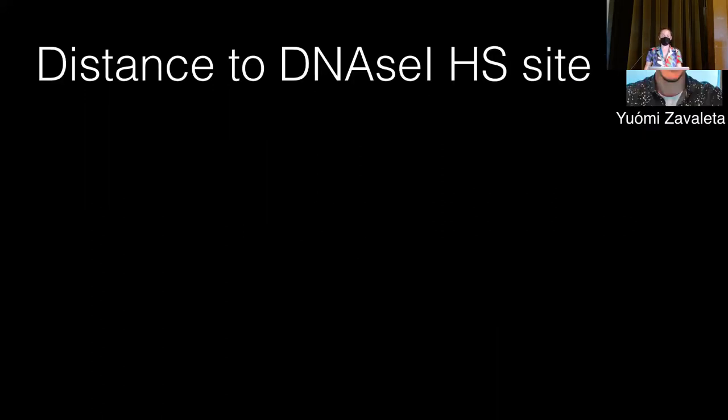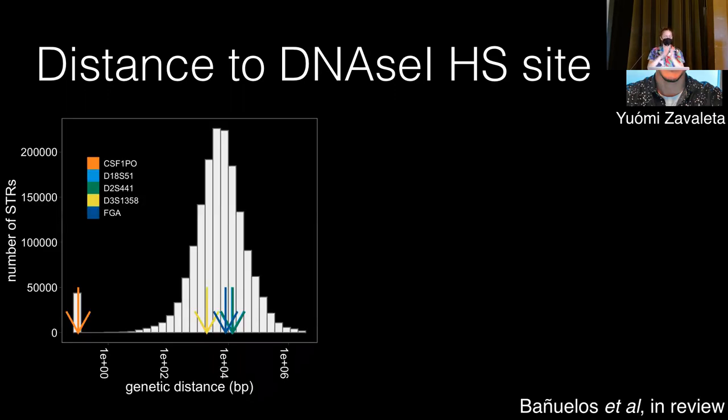Okay, so this is where Yomi came in. One of the first things that he looked at is DNase1 hypersensitivity sites. These are putative regulatory sites. He looked at the distance between each CODIS locus and the nearest DNase1 hypersensitivity site. And we compare this to genomic STRs; there's a fantastic resource published by Melissa Gymrek's group that defines where all of these genomic STRs are. The genomic STRs are the main histogram, and the arrows that you see are the distances between the CODIS ESTRs specifically and the nearest DNase1 hypersensitivity site.